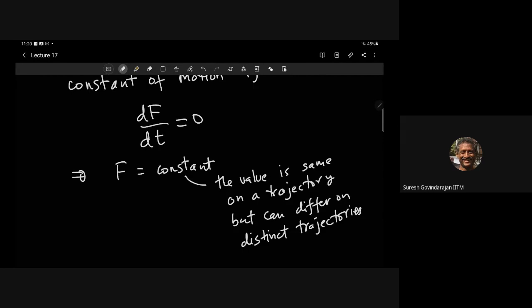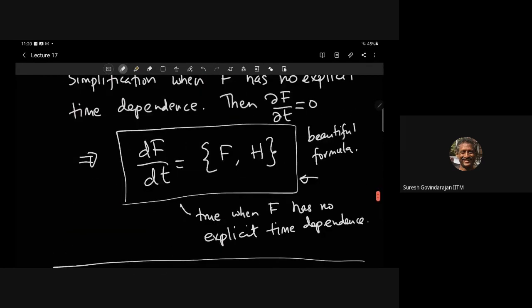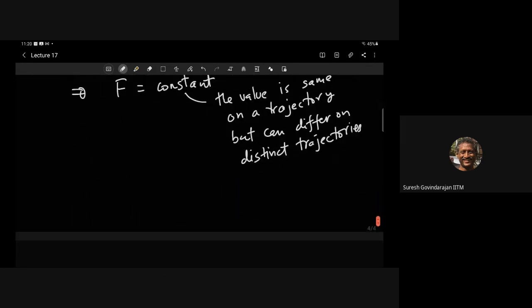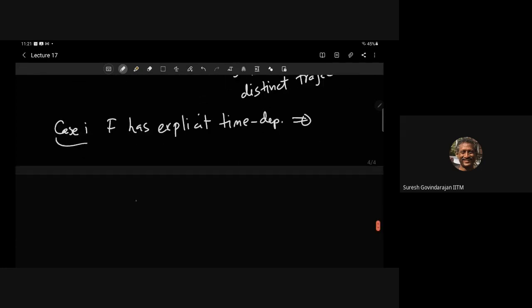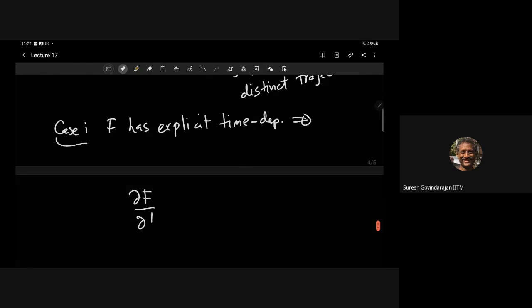But now we have seen that dF by dt has these two expressions which I wrote. So case 1 is F has explicit time dependence. This implies that the partial derivative of F with respect to t plus the Poisson bracket of F with H equal to 0.